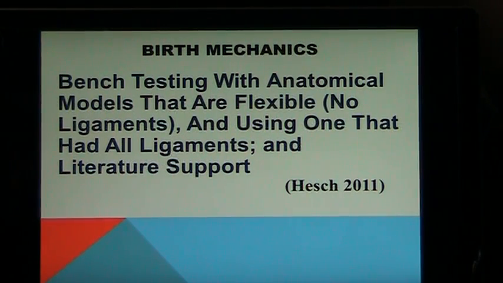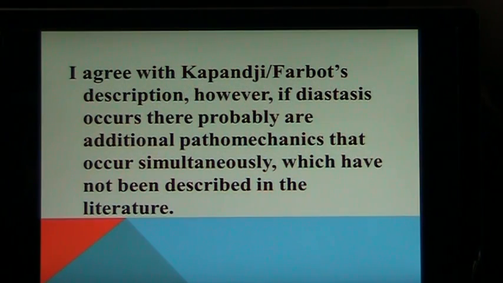Now, for bench testing, I took a ligamented model and set it up on a vise in the garage, and these were flexible anatomical models. First I used one without ligaments and then one with ligaments. I played with it and asked, what happens if we do this and then that? And the question I kept asking is, which one maximizes the dimension? Absolutely, a limited number of permutations are available. It can't do anything; it has specific constraints. And I agree with this model.